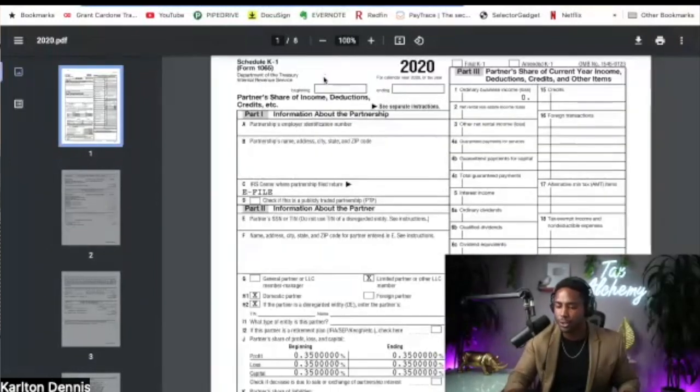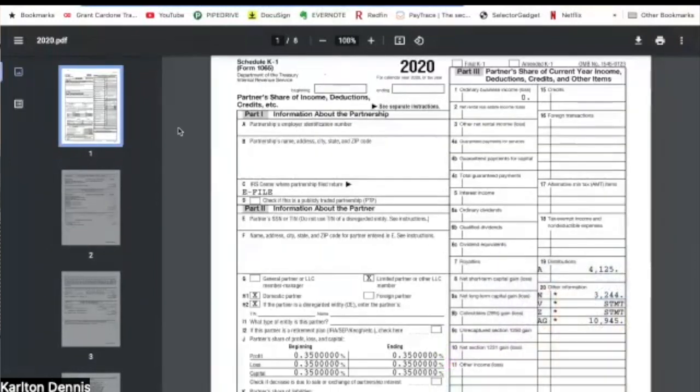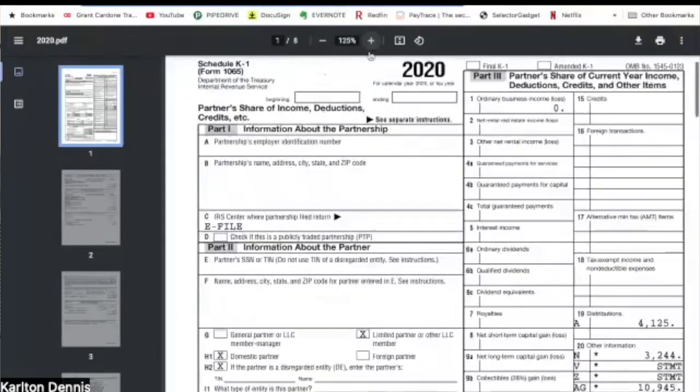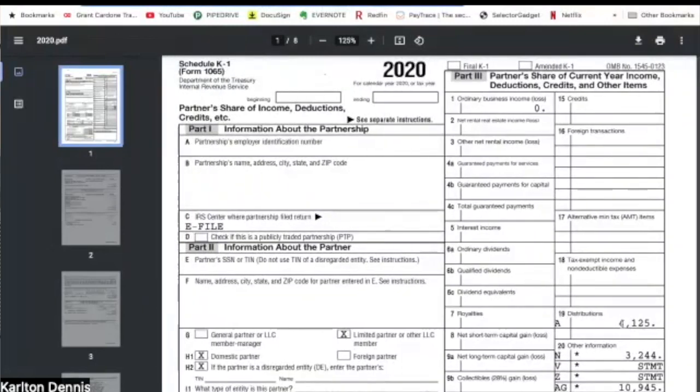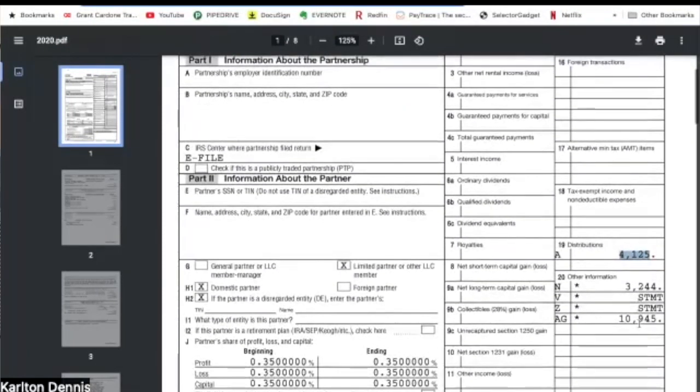As we jump over to 2020, you'll notice that we see distributions have increased and that his losses will continue to travel forward with him. And I know this because I filed tax returns probably for 500-600 real estate investors.